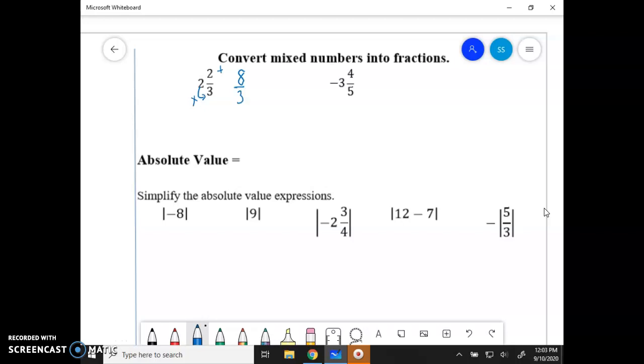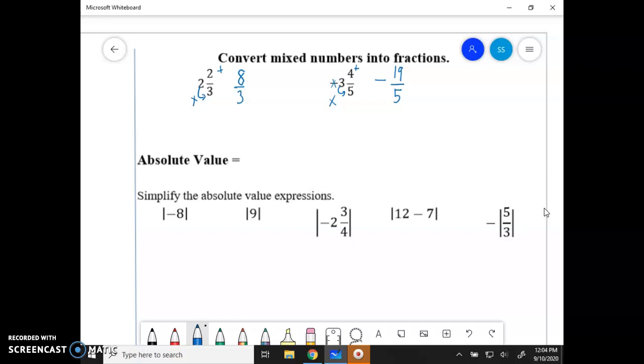For negatives, this can get a little confusing if you try to multiply a negative and then add the 4. So just go ahead and pretend it's not there. Just put the negative into your answer and then pretend it's not there as you're actually doing the converting. All right, so we're going to multiply 3 times 5, and then we're going to add the 4. So 3 times 5, that's 15. 15 plus 4 is 19. And then we put this all over the same denominator, which is 5. All right, so that is how we convert mixed numbers into fractions.